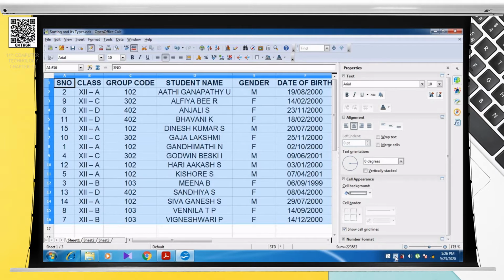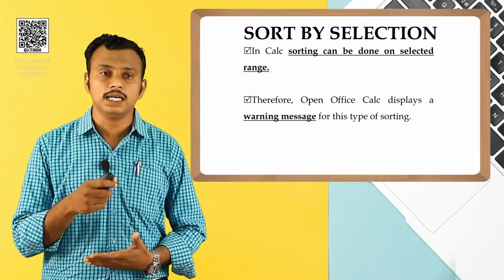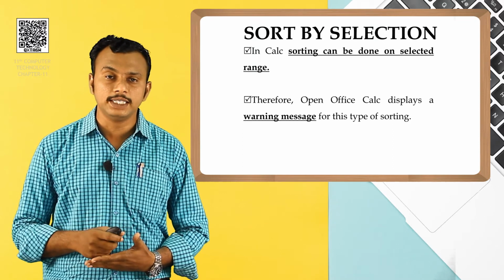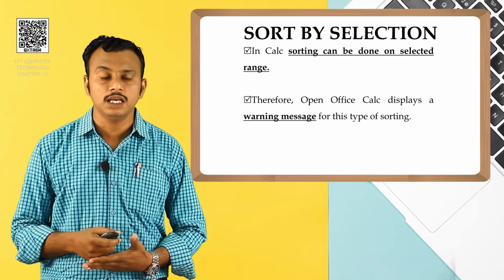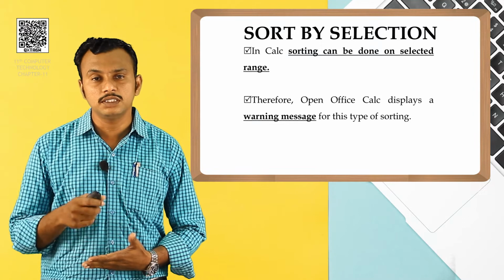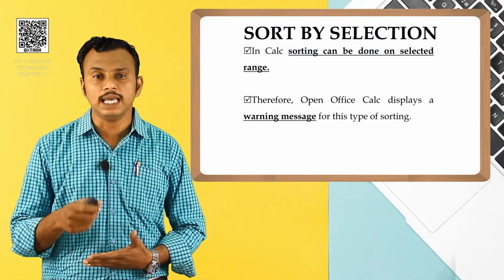Can you understand, students? Students, now we are going to discuss the third type of sorting. So the first two sortings are simple sorting and then multi-sorting. For that we want to select the column and then we want to do the sorting process. But in this method, sort by selection, you can sort the particular cells, whatever the cells you need, whatever the columns you need, or else you can select one or more cells. That one or more cells is called as selected range, or else we can call it as range.